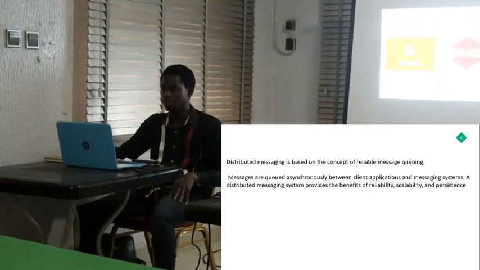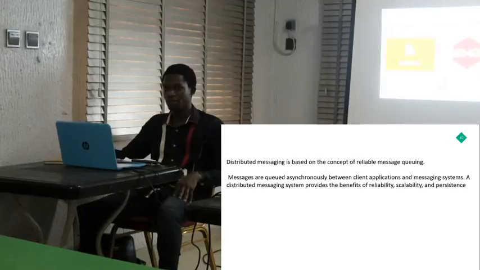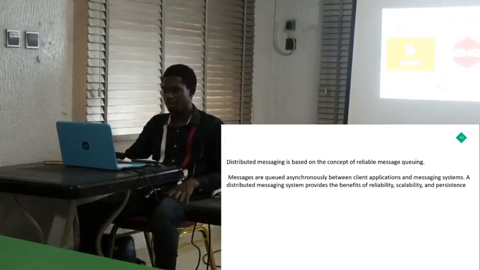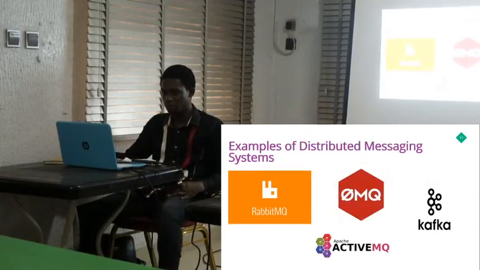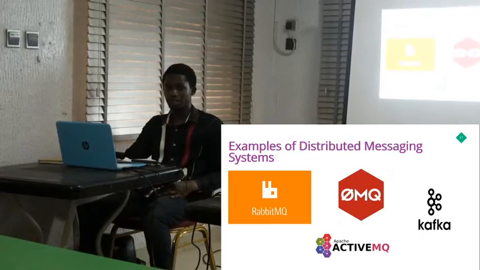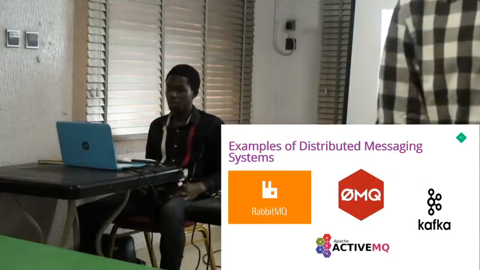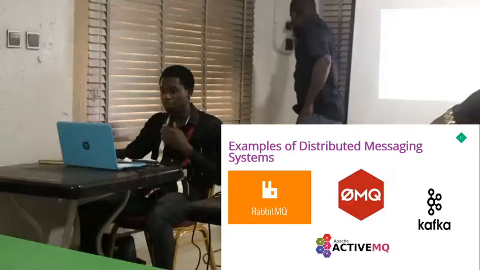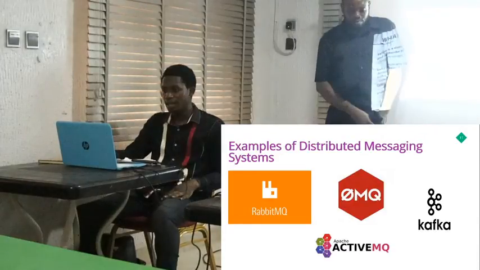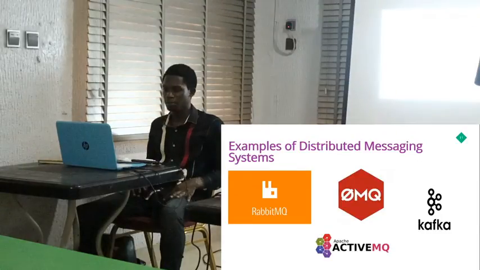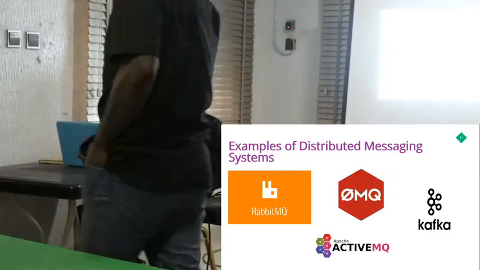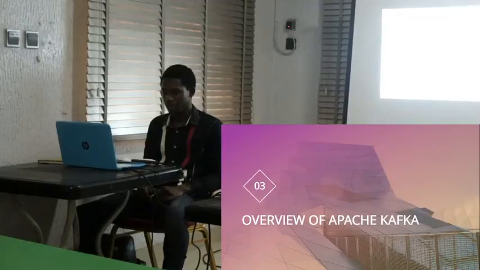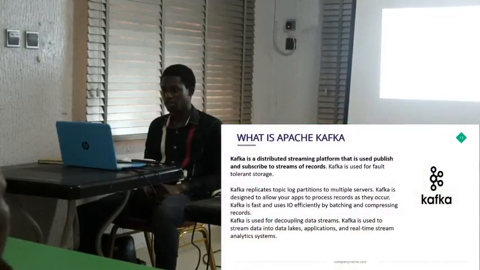Now, there are examples of distributed messaging systems. We have RabbitMQ, Apache ActiveMQ, ZeroMQ, and Apache Kafka. In this case, I'll be talking more about Apache Kafka. An overview of Apache Kafka: Kafka is a distributed streaming platform that is used for publishing and subscribing to streams of records. Kafka is used for fault-tolerant storage.